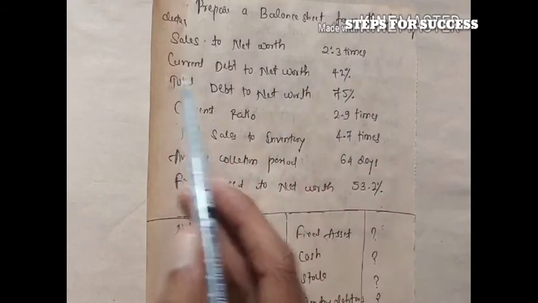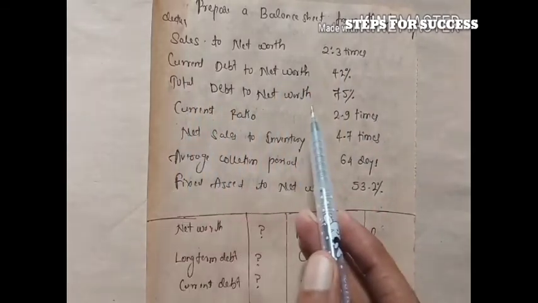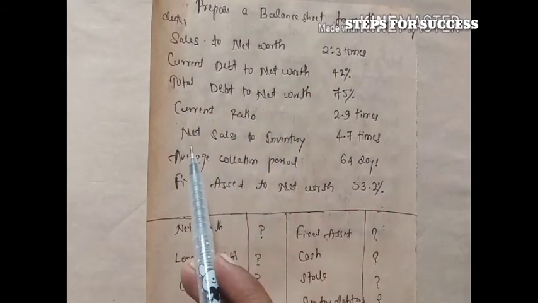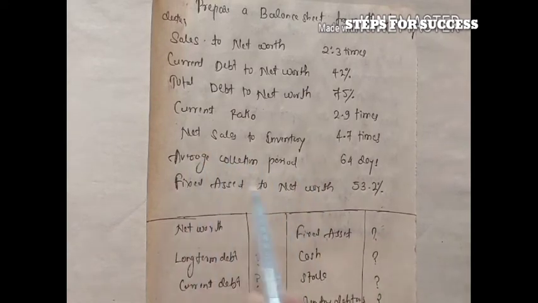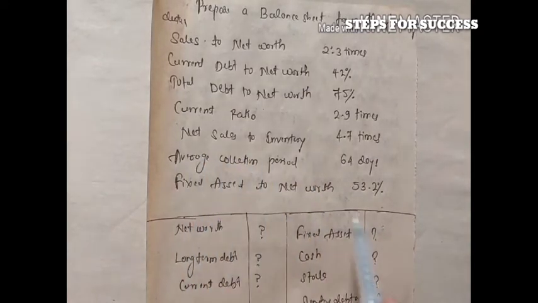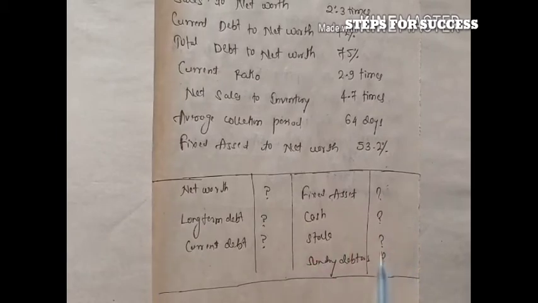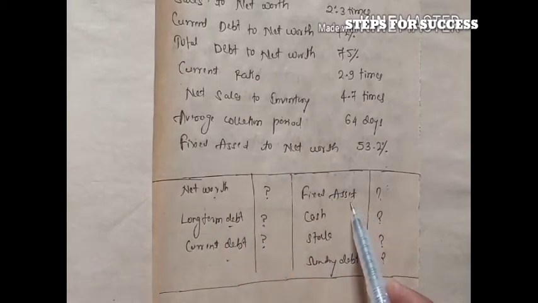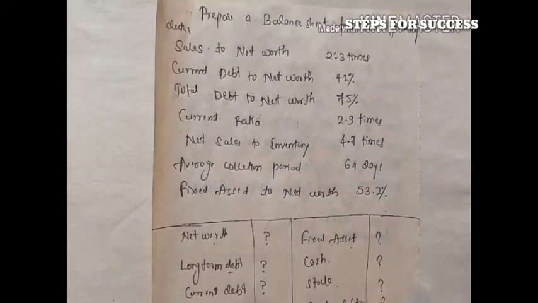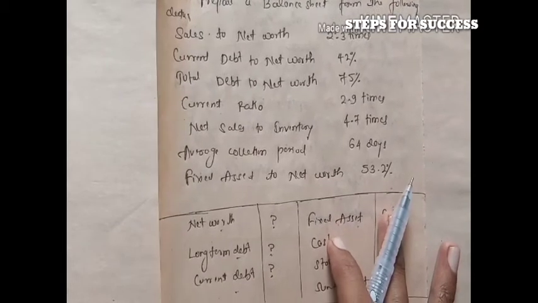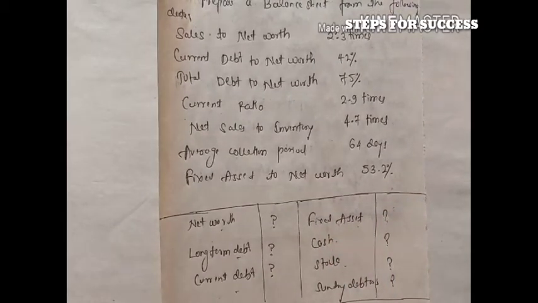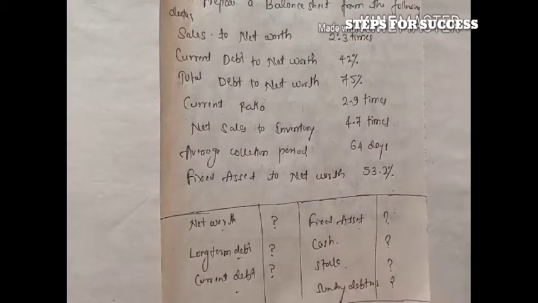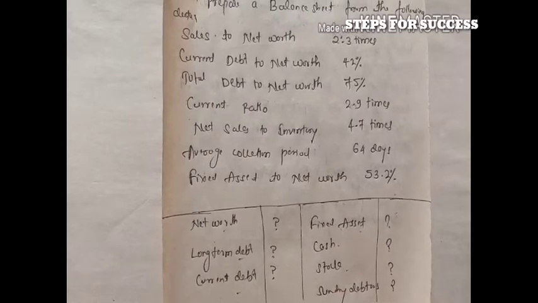Sales to net worth, current debt to net worth, total debt to net worth, current ratio given, net sales to inventory, average collection period, fixed asset to net worth. So we have to find the solution for net worth, long term debt, current debt, fixed asset, cash, stock, and sundry debtors. So this is our question. First you write the question, then understand what data is given in the question. So let's start the solution.